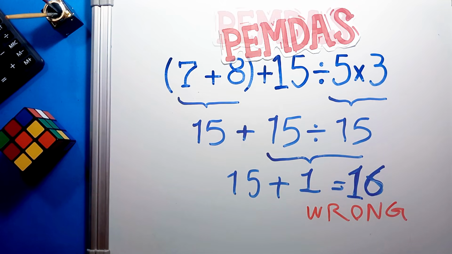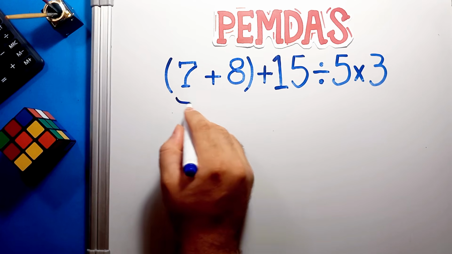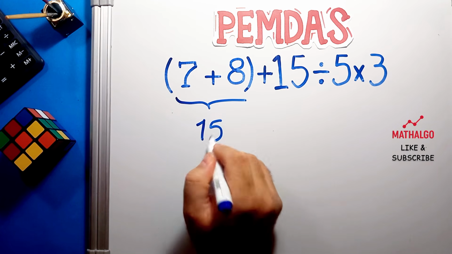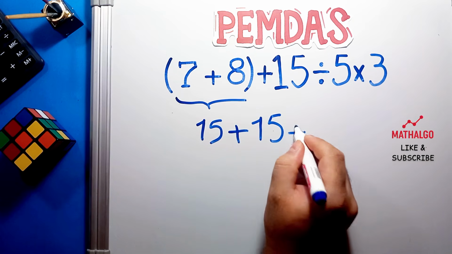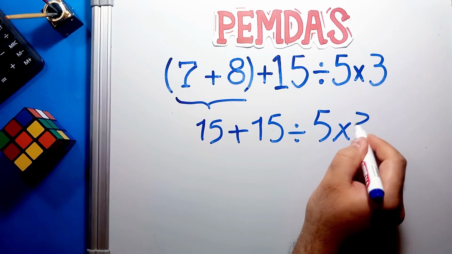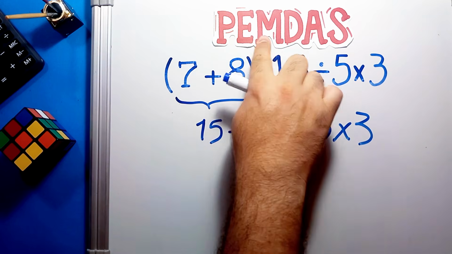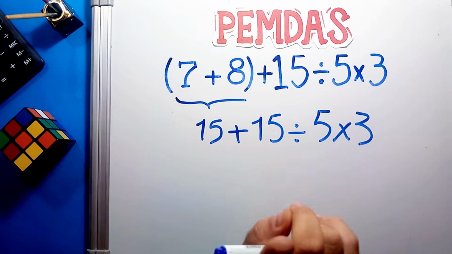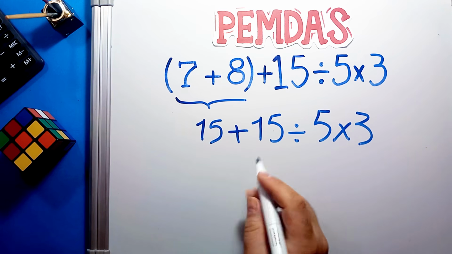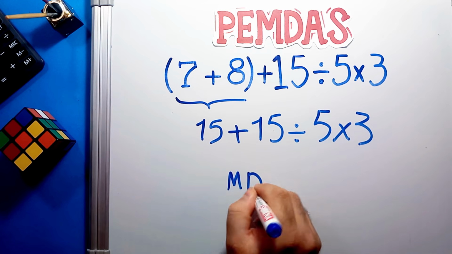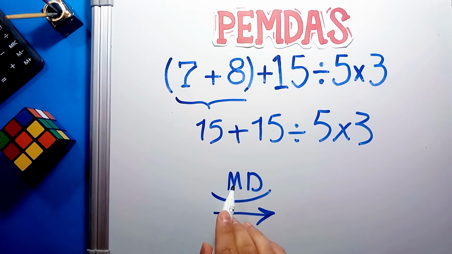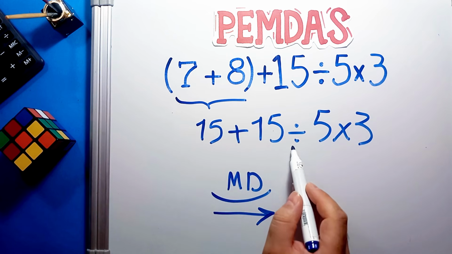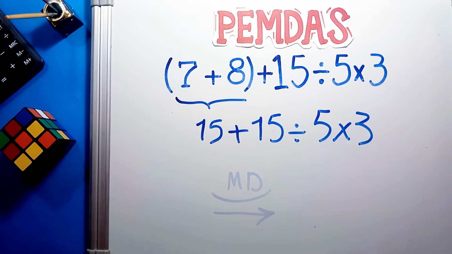So let's solve it properly. First, the parentheses. 7 plus 8 equals 15. Now the expression becomes 15 plus 15 divided by 5 times 3. According to PEMDAS, multiplication and division come next. But here's the subtle part most people misunderstand. Multiplication and division have the same priority, so we solve them from left to right. That means even though multiplication appears later, we must begin with the division because it comes first from the left.